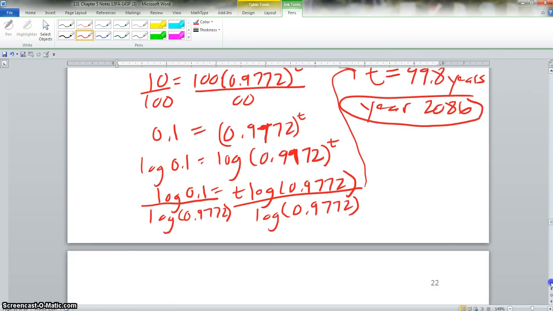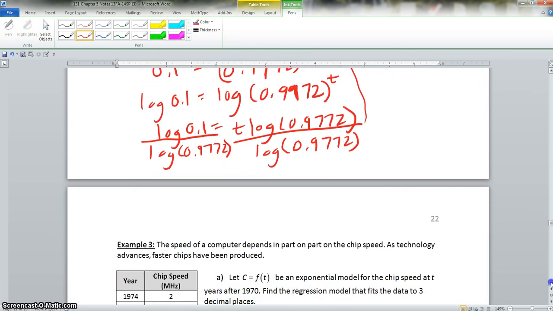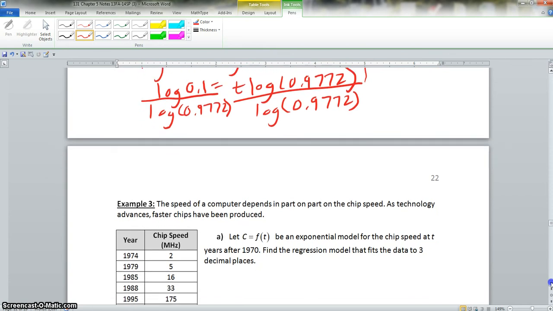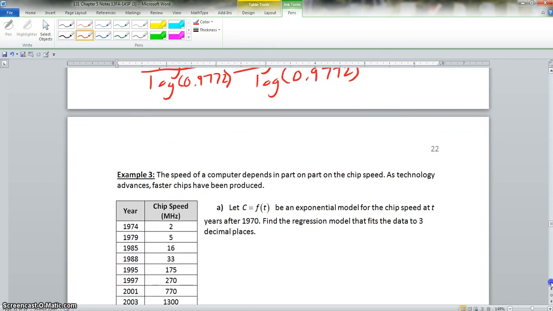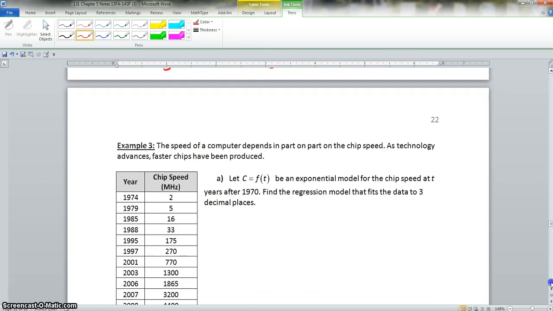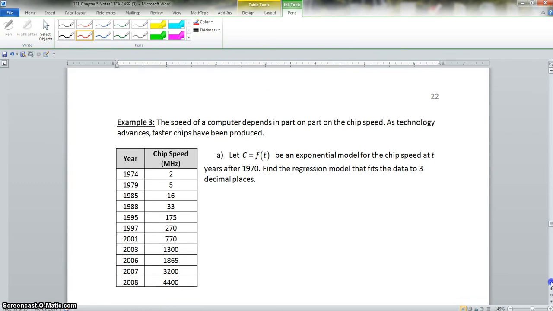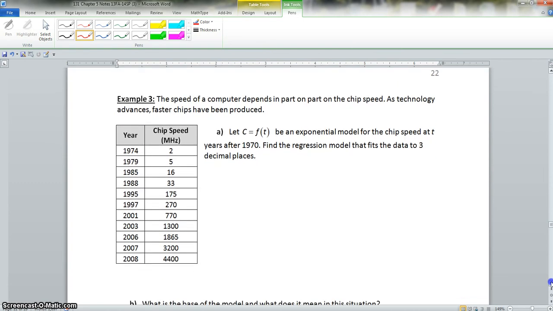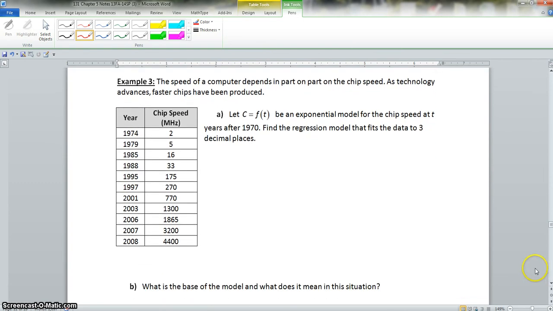Okay, now we will scroll on to the next page where we come here to example 3. It says the speed of a computer depends in part on the chip speed. As technology advances, faster chips have been produced. Now we look here at A. It says let C equals f of t be an exponential model for the chip speed at t years after 1970. Find the regression model that fits the data to 3 decimal places.